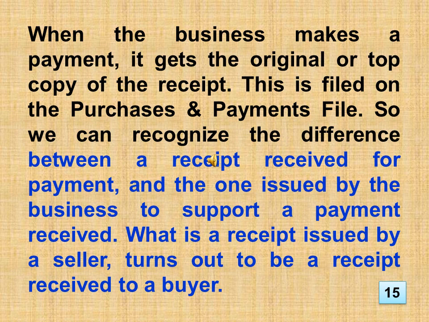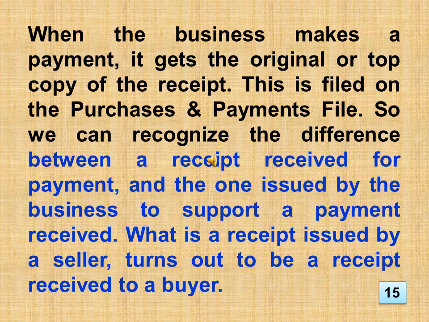When the business makes a payment, it gets the original or top copy of the receipt. This is filed on the Purchases and Payments file. So we can recognize the difference between a receipt received for payment and the one issued by the business to support a payment received. What is a receipt issued by a seller turns out to be a receipt received by a buyer.